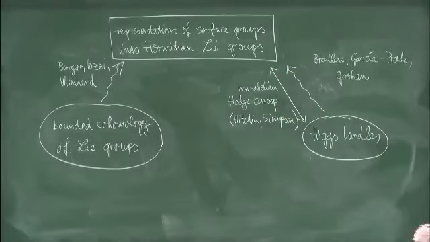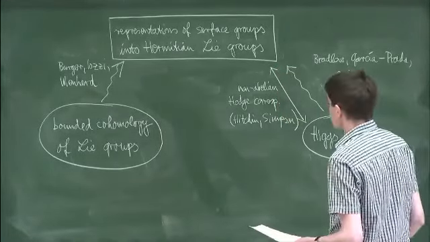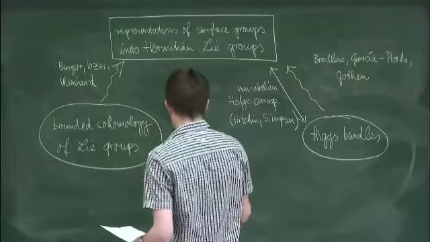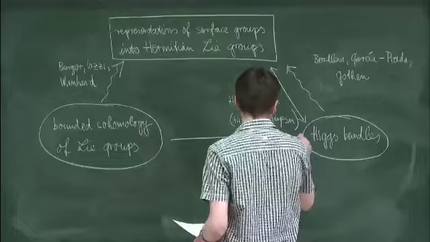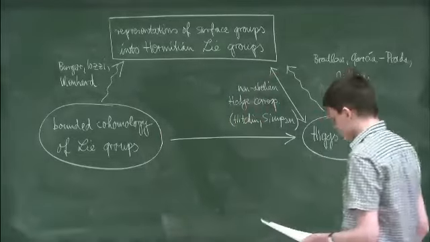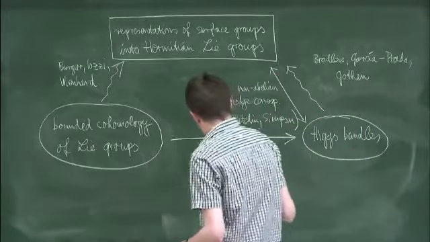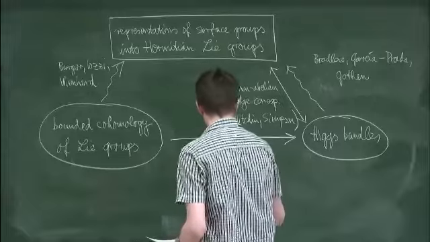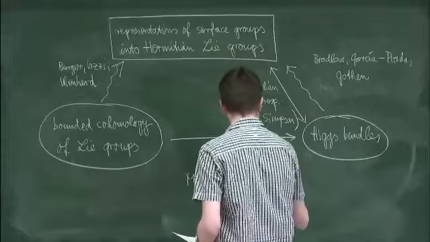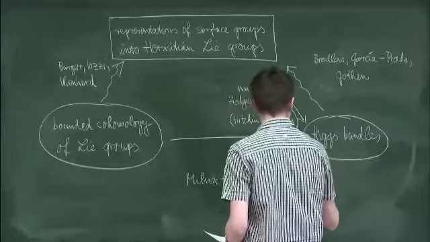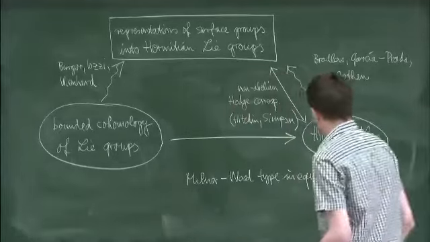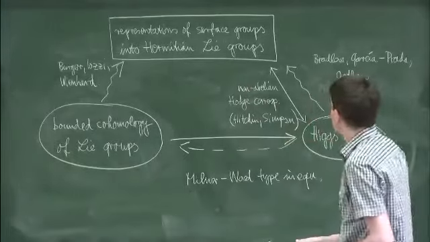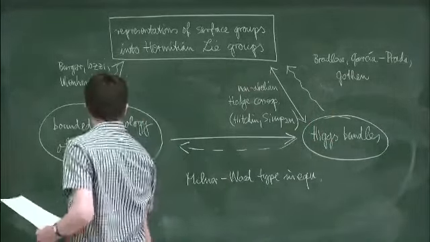And the goal of my talk today is to compare these two approaches and study implications directly from bounded cohomology to the Higgs bundle side, with a particular focus on what is called the Milnor-Wood type inequalities. And the hope is also to get some implications in the other direction. Okay, so let me start now.